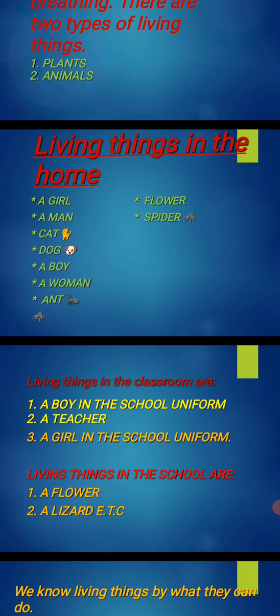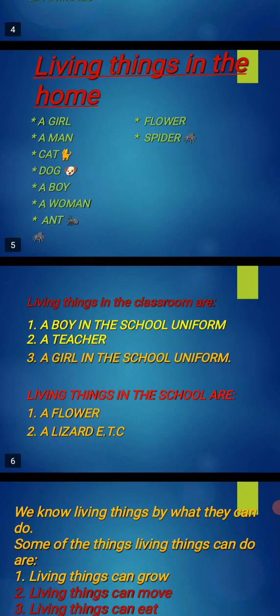Now let's proceed to living things in the classroom. What are the living things that can be seen in the classroom? Take a look around your class environment. The living things that can be seen in the class environment are: number one, a boy in the school uniform. Yes, a boy, that is your classmate, is a living thing. A teacher, your teacher is also a living thing. A girl in the school uniform is also a living thing. All this can be seen in the classroom environment.